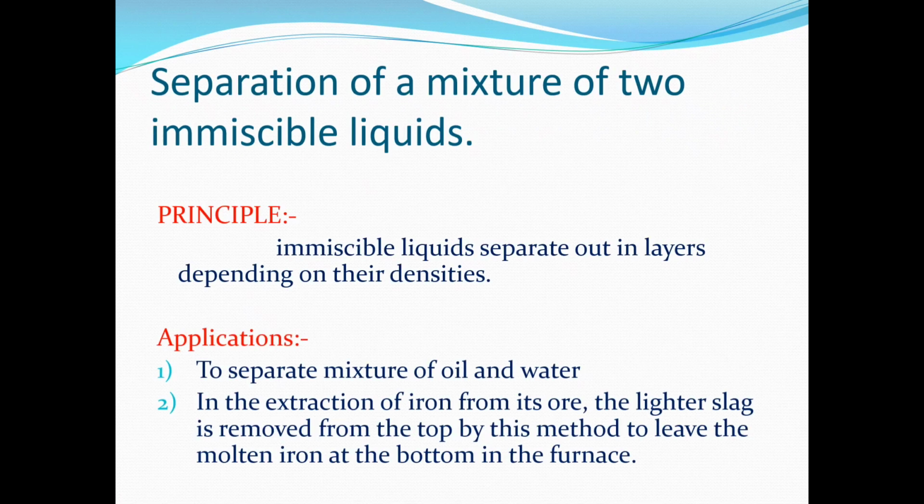Now we will see how we separate a mixture of two immiscible liquids. As we learned at the start of this video, immiscible liquids are those liquids which form different layers and do not mix together. This is what we use for the separation of these two immiscible liquids. The principle is that, depending on the densities, the particles present in the immiscible liquids will themselves separate into layers, and as they are separated into different layers of their constituent particles, we can get them easily. An application of this is to separate a mixture of oil and water.